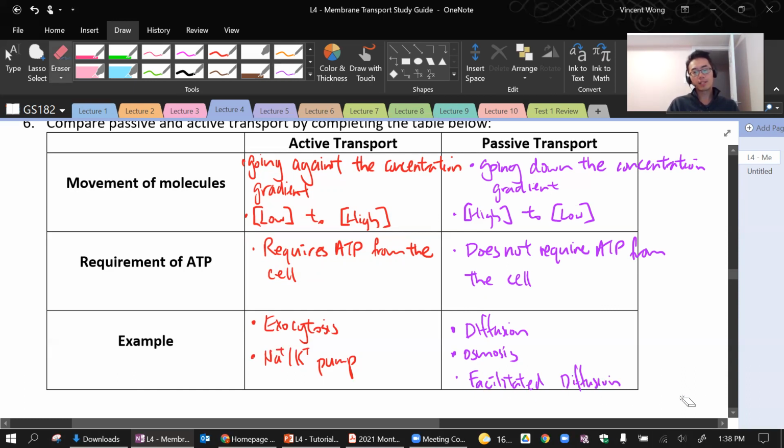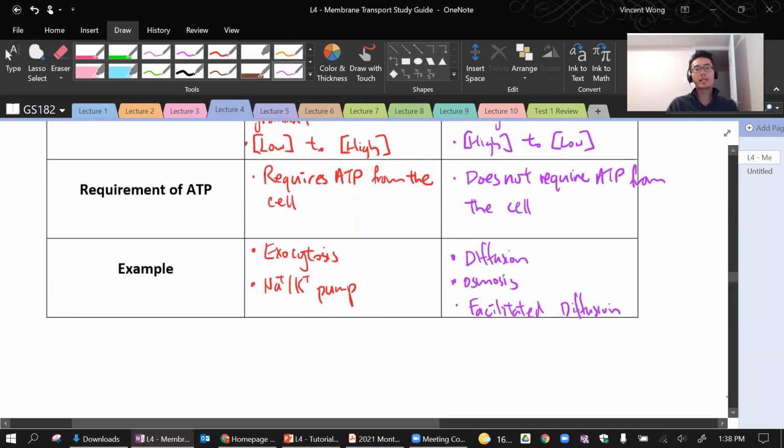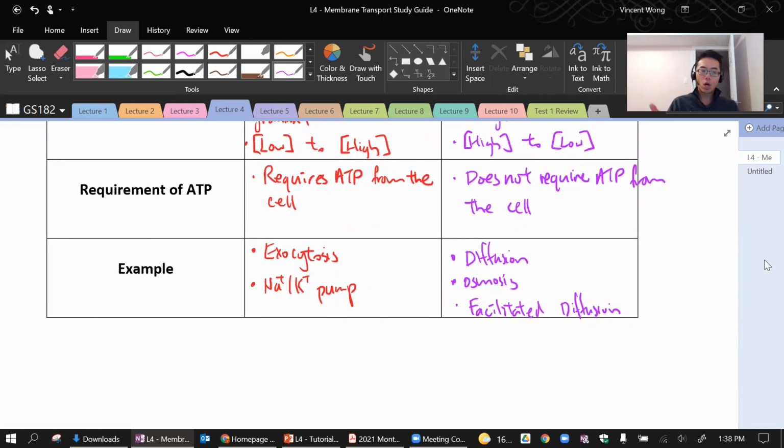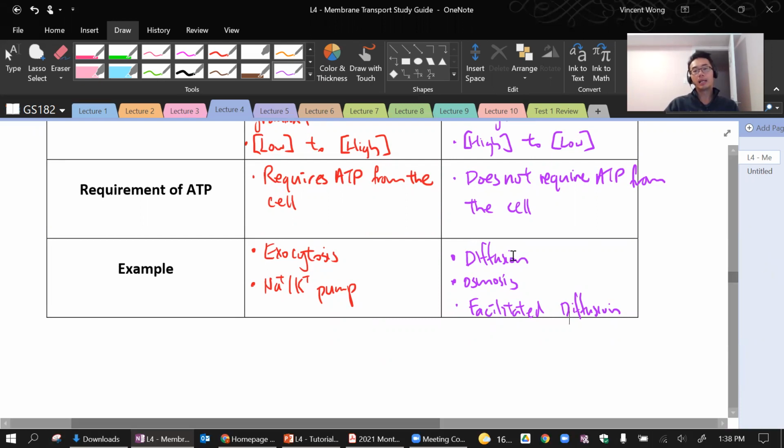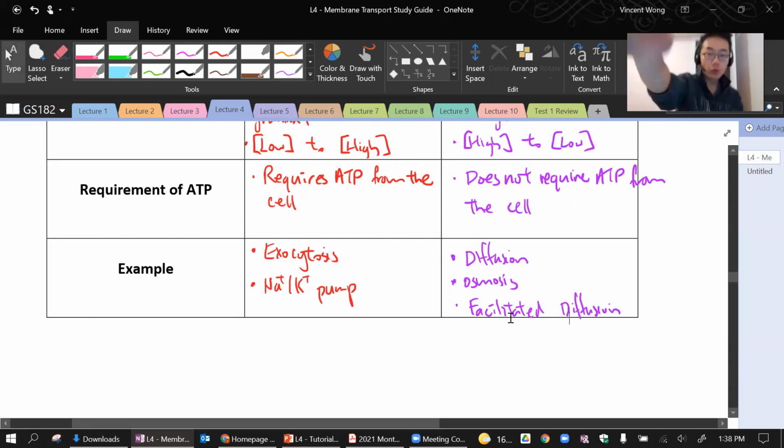Facilitated diffusion, just to refresh your memory, is when the molecules cannot cross on their own because maybe they're too big, maybe they're charged, maybe they're polar, so they need the help of a membrane protein to cross the cell membrane. That is what we call facilitated diffusion. There are two types: the channel protein or the carrier protein.